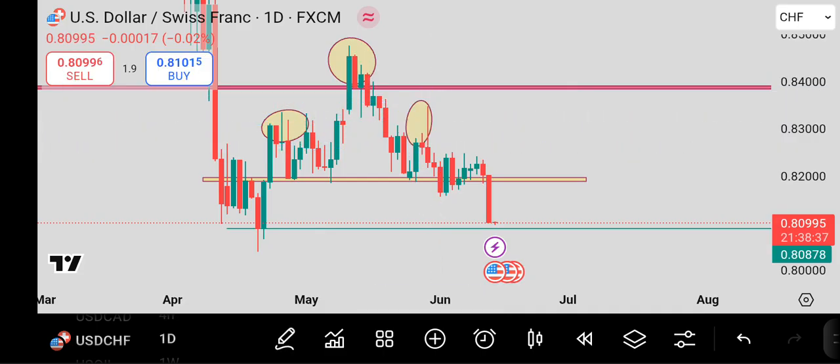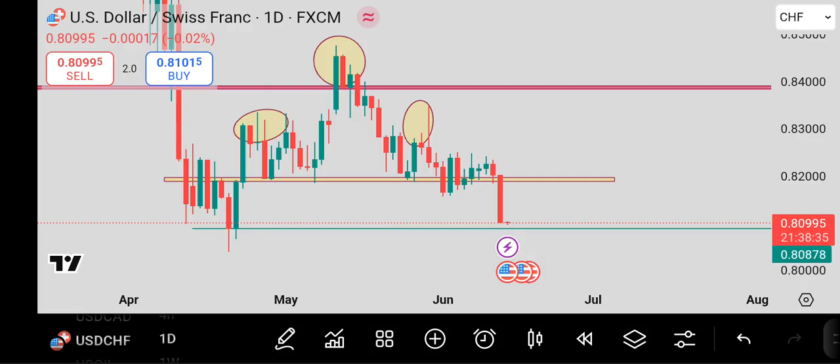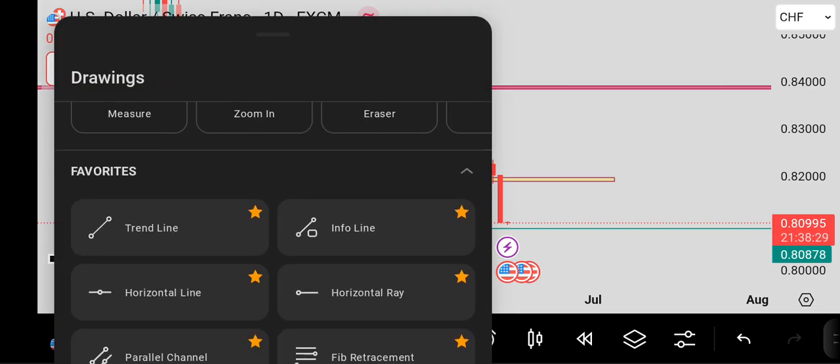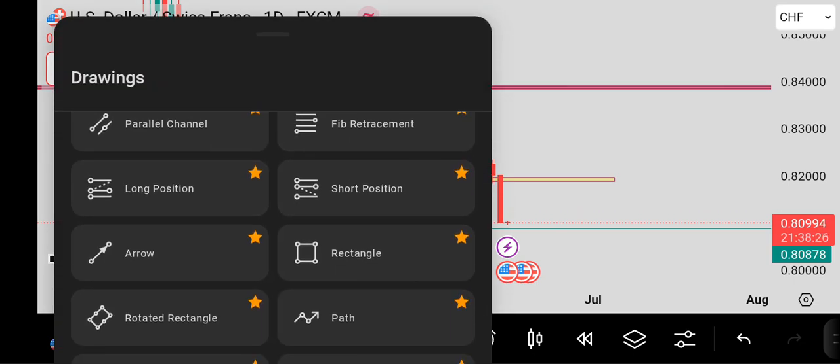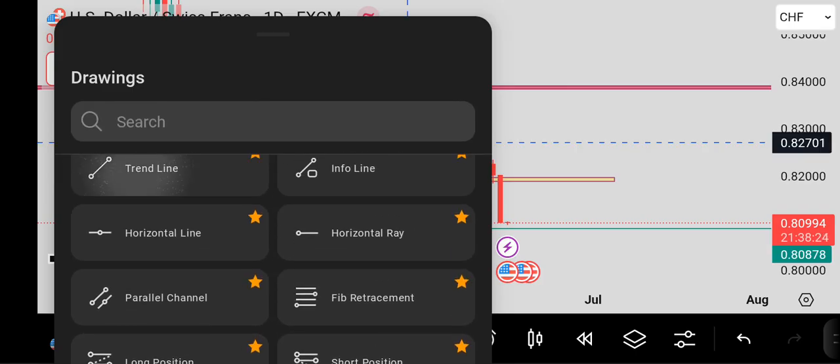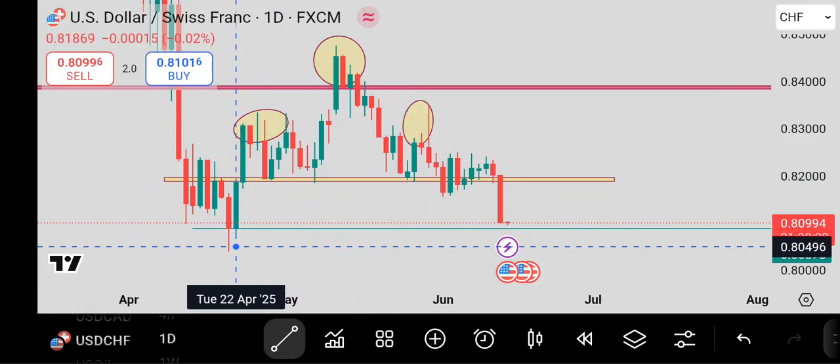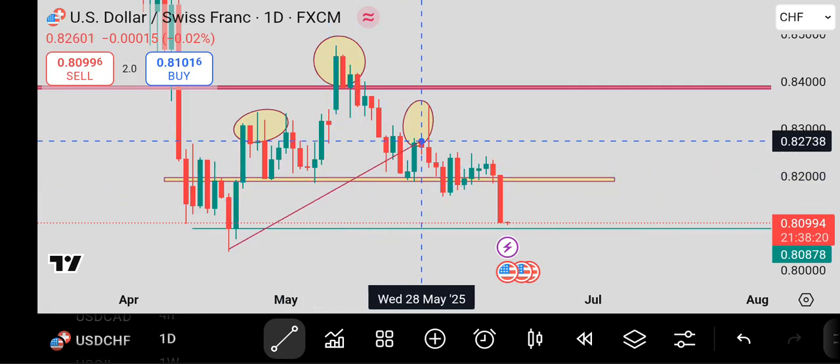Now when the market formed this, I know that this is a bearish chart pattern. The head and shoulder is a bearish chart pattern. So when I saw this, I knew that we are going down. But before then, I saw this break of counter trend line.